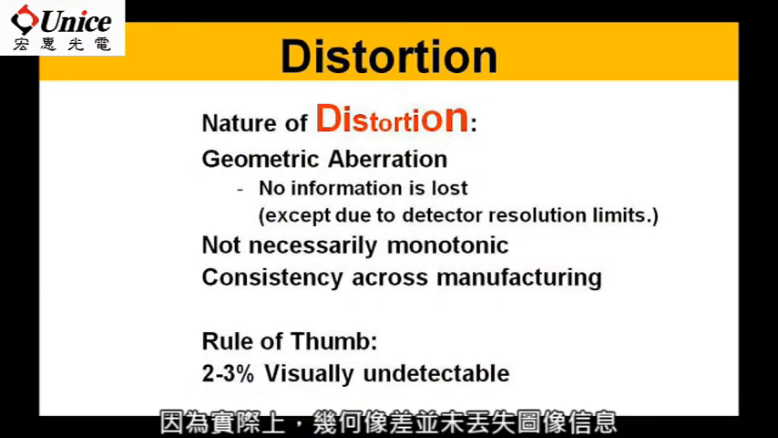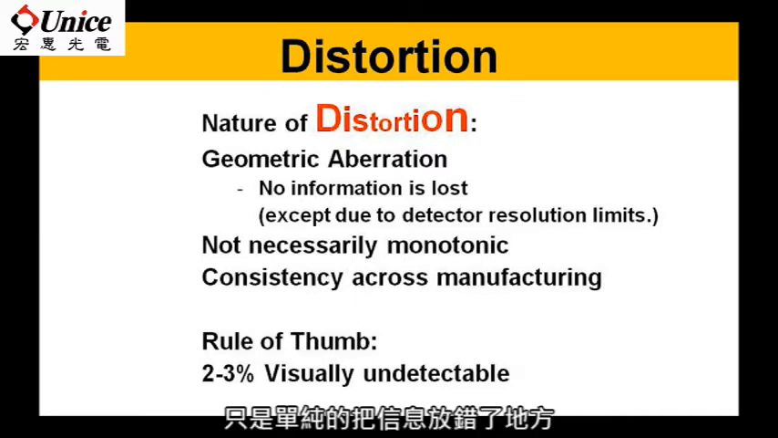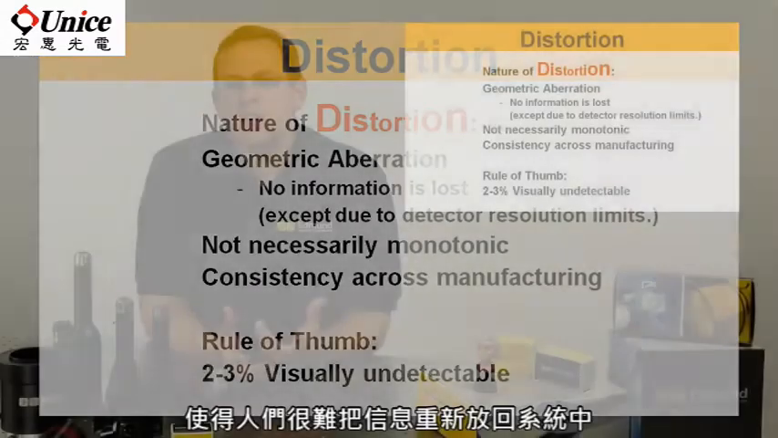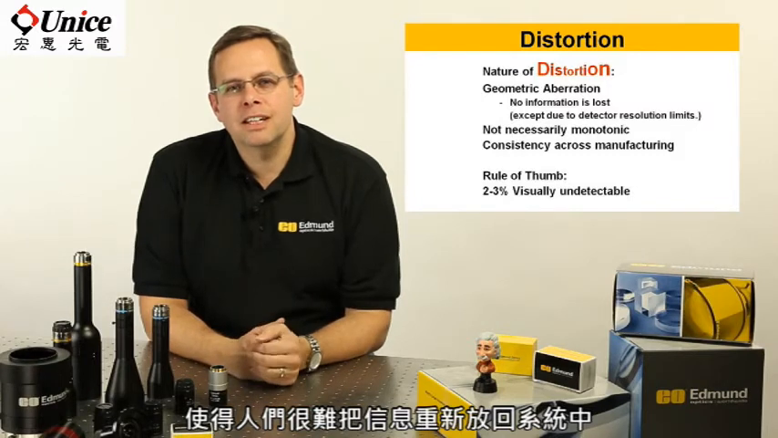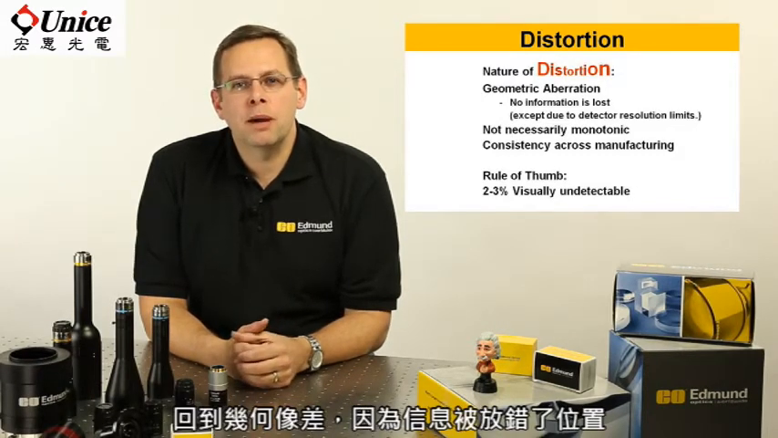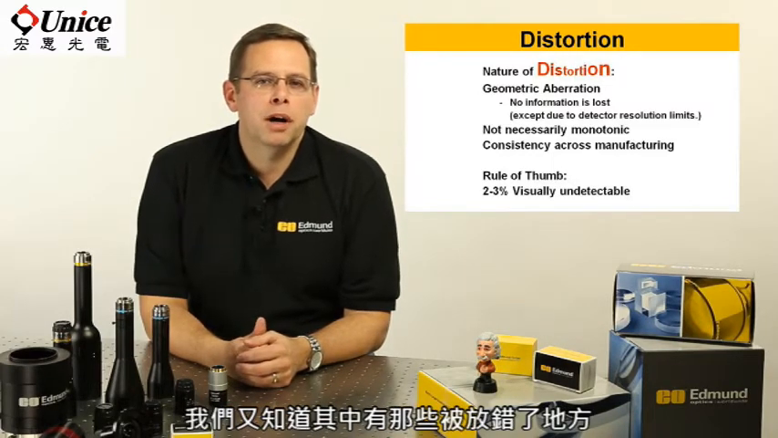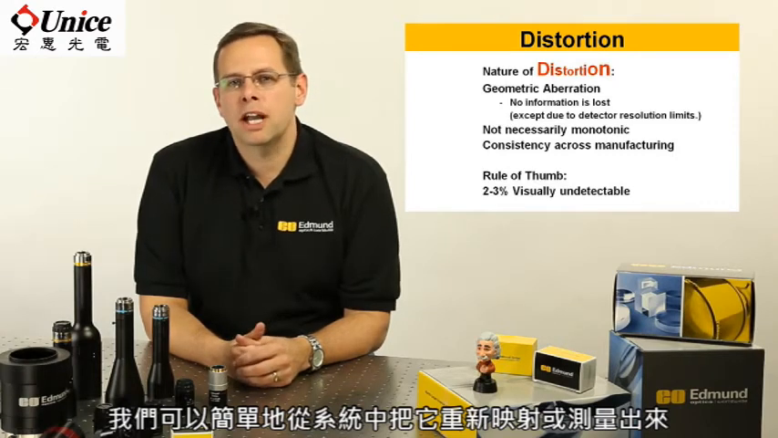When we look at these barrel or pincushion distortions, that's actually a change in magnification, as I mentioned, over the field. Now, there's some things to keep in mind with that. The first thing is that distortion is actually what we call a geometric aberration. Why is that important? The important part of that is that information actually isn't lost in a geometric aberration. It is just simply misplaced. Unlike some other types of aberrations that can happen in a system having to do with color, it's very hard to put information back together easily in that system. With geometric aberrations, since it's misplaced, if all the information is there, we know how much it's been misplaced by, we can simply remap it or measure it out of the system.